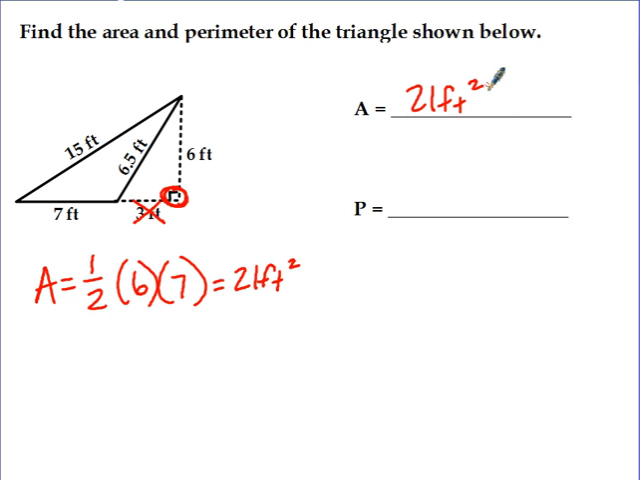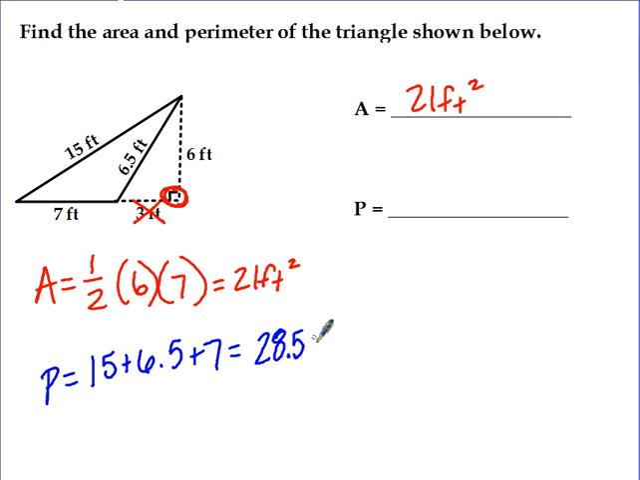And then perimeter, again, is just adding up all three sides. So 15 plus 6.5 plus 7 gives us our perimeter of 28.5 feet. Remember, we don't include any dotted lines in our perimeter, so just the three sides of the triangle.